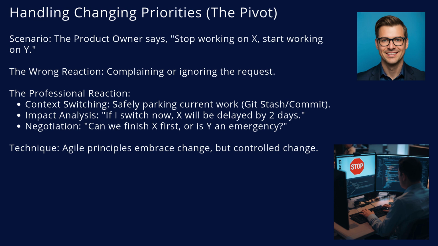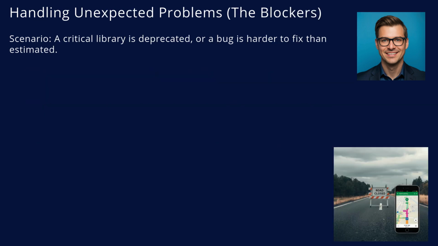Agile welcomes change, but it must be managed change. Now, let's look at unexpected problems. These are blockers. Maybe a library you relied on has been deprecated. Maybe a simple bug turns out to be a deep architectural flaw.